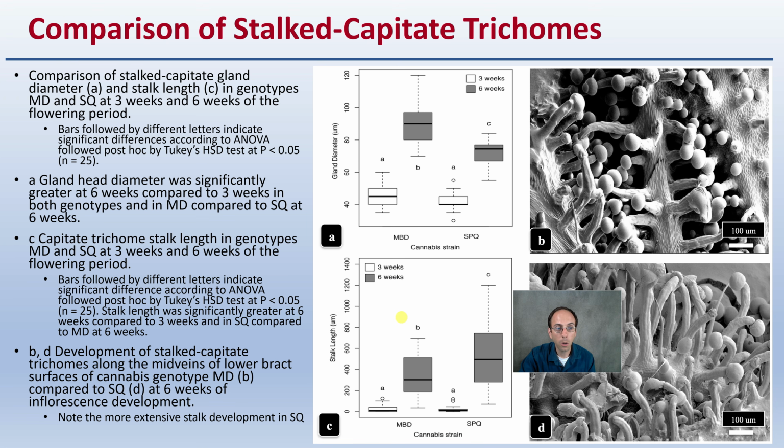Now, the capitate trichomes length in the genotypes at 3 and 6 weeks of the flowering period here, as we can clearly see.